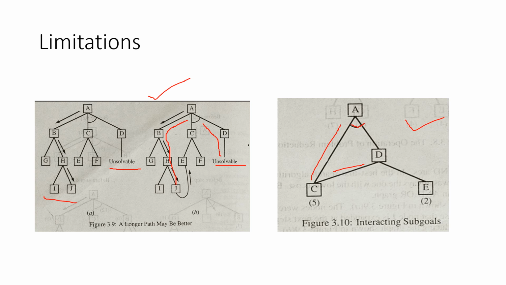So here AO star assumes sub-problems can be solved independently, but here solving C affects both A and D. So the cost calculation becomes complex and also the heuristic estimates may become inaccurate in this case. So AO star has difficulty when subgoals interact with each other. So that is the one problem here.